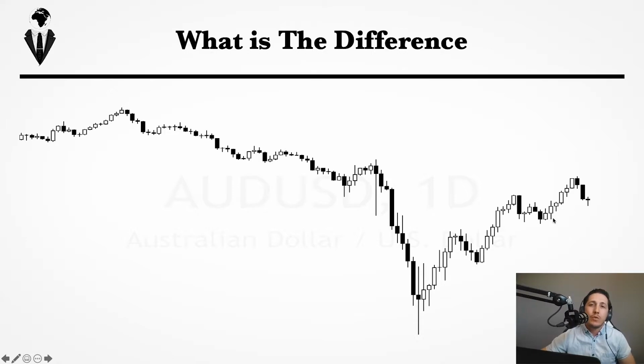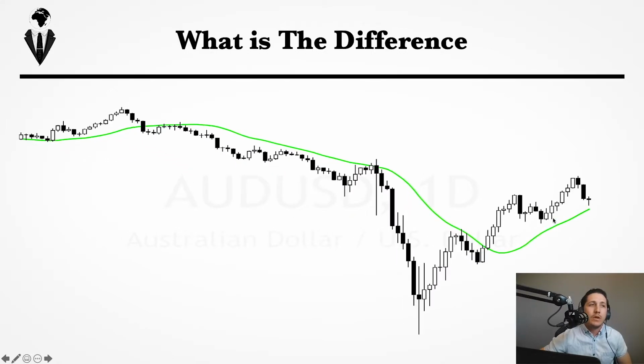Well, the first one we have is going to be your simple moving average. So as you can see, it took price and kind of just smoothed it out. So you didn't see this big drop on it. You did see it decrease, but you could see if price is below it or above it. And that's one of the main things you're going to want to look at when you're using moving averages.